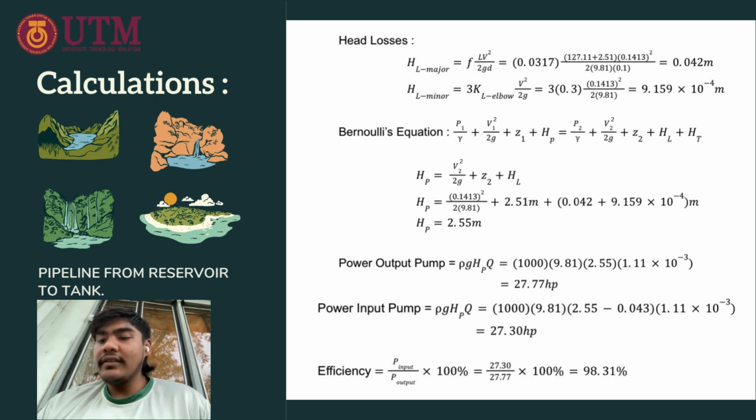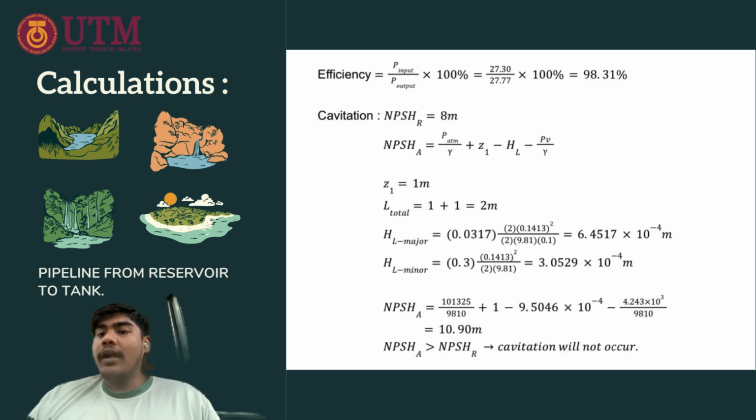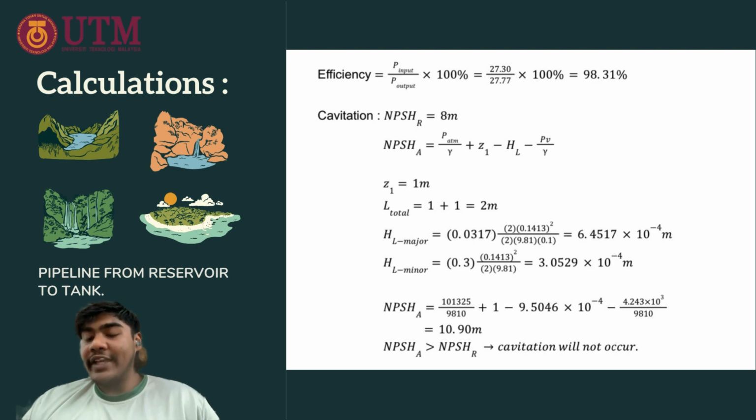Next, to calculate the efficiency, we use the formula of power input over power output times 100%. After we calculate, we got the efficiency for the pump is 98.31%. Next, we calculate the cavitation. Does it occur or not?